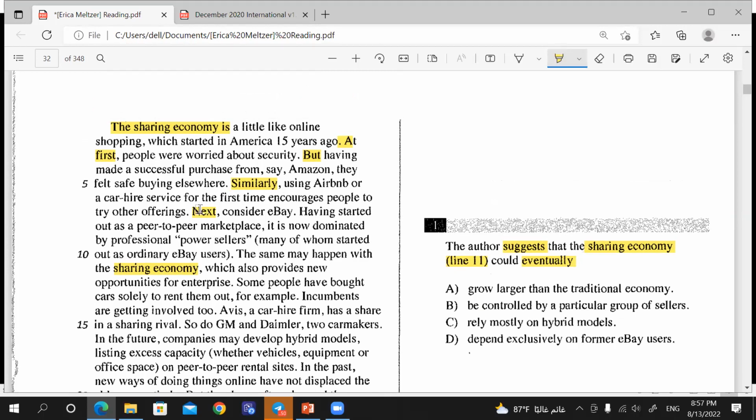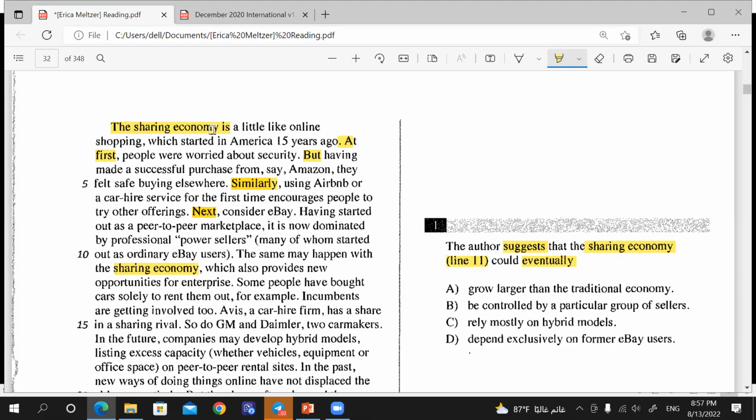And if the context has transitions or pronouns referring to what has been mentioned earlier or later, you need to read that too. If you skip this step, then you're likely to fall into the trap. So the sharing economy is a little like online shopping.